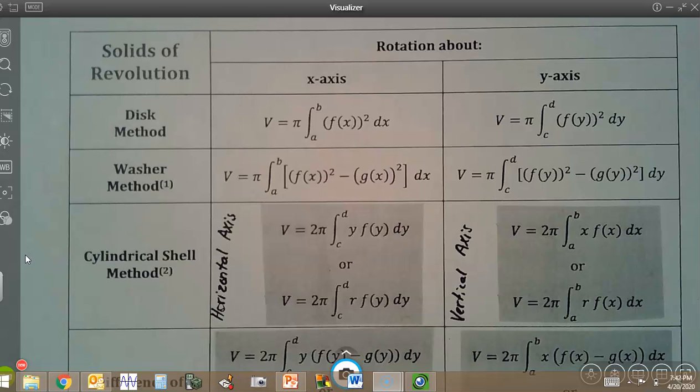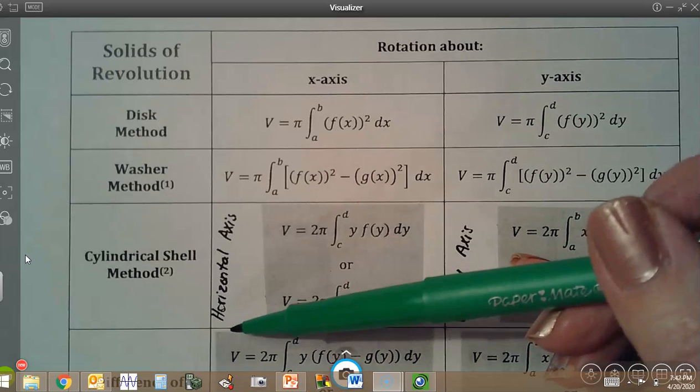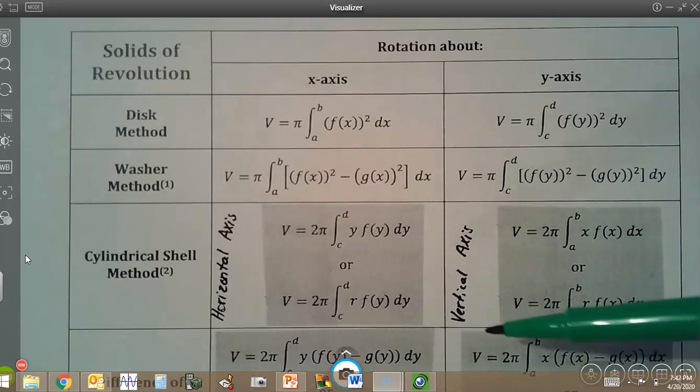This kind of has it all in one little spot for you, depending on if it's rotating around the x-axis or the y-axis. I know I had to make a change here, but I can't remember exactly what was wrong on here that I had to write this in, but I think it's all matching. I think it's all good now.